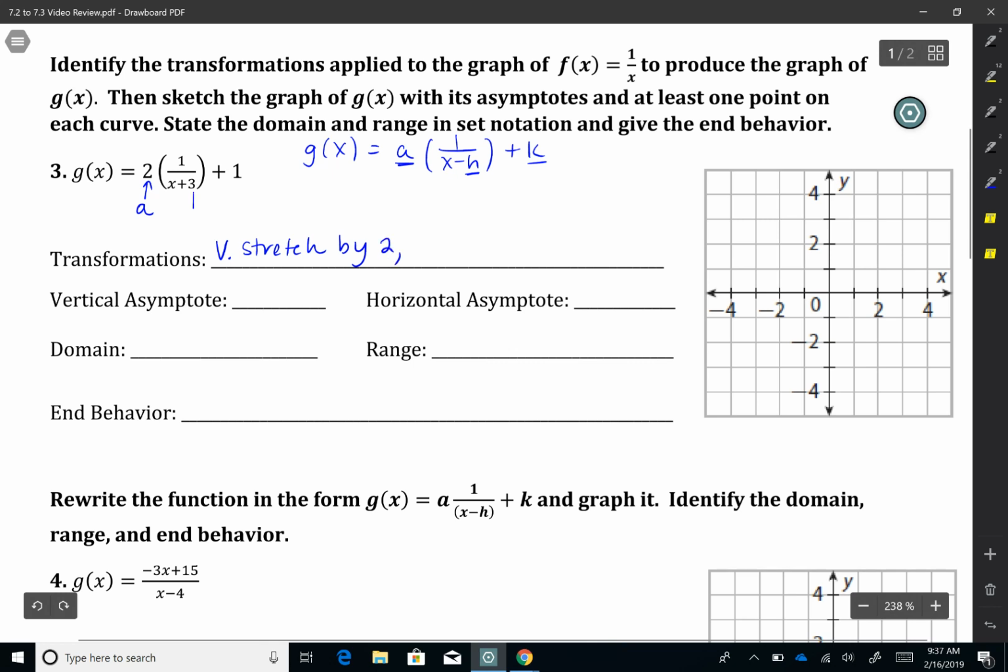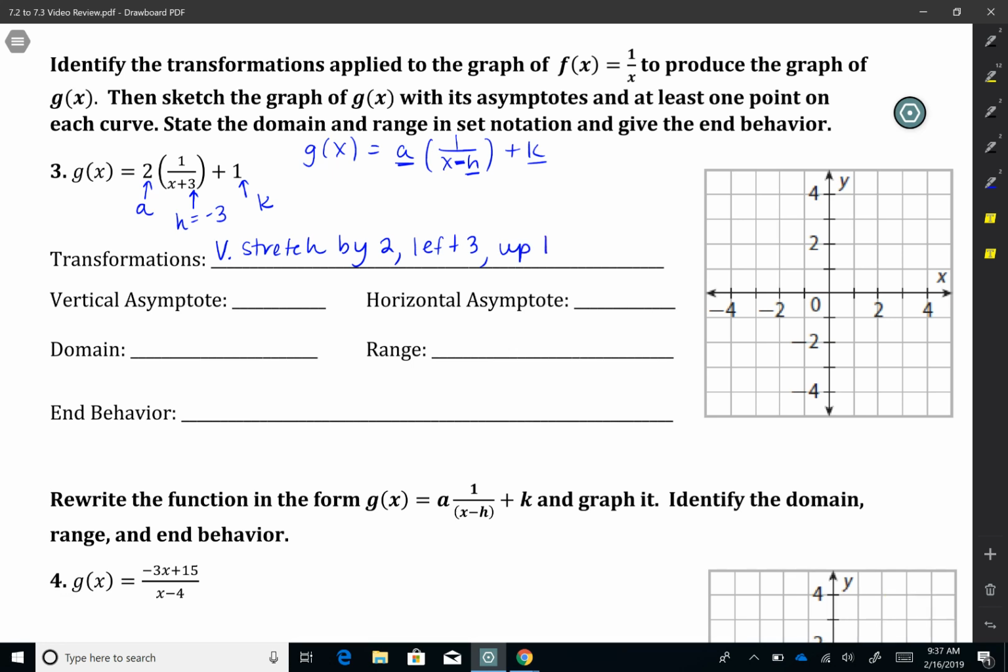My h value here is actually negative 3, because remember, it's always x minus h, so we change the sign, which means I'm moving left 3. And my k value is plus 1, so I'm moving up 1. Because I have moved left 3, my vertical asymptote is now at x equals negative 3. And I'm going to graph that.